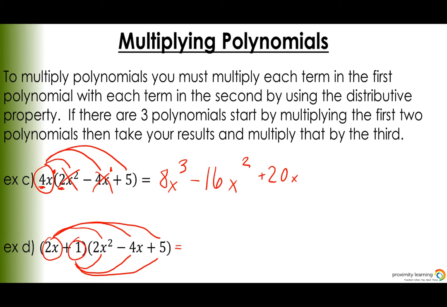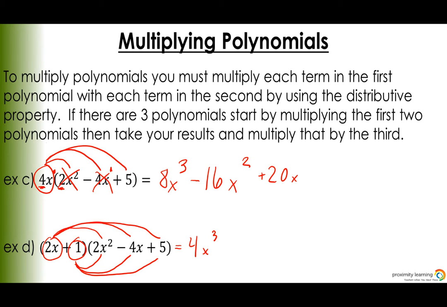So first things first, we're going to do 2x times 2x squared. Remember, multiply the coefficients first, then deal with the variables. So coefficients first, 2 and 2 gives us 4. And then we multiply the variables, which in this case is x to the first and x to the second, which leaves us x to the third.